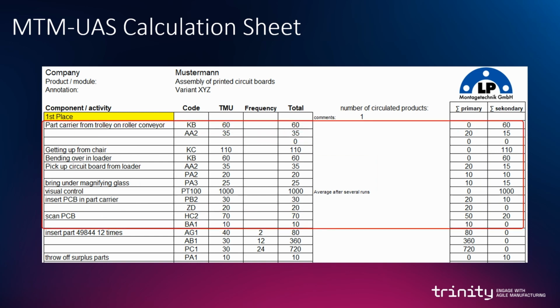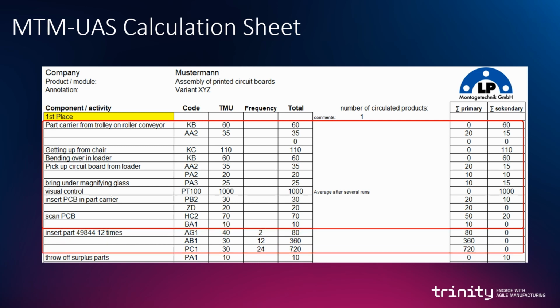In our exemplary use case, MTM UAS calculation, we started with the first steps: fetching a part carrier from a trolley, bringing it to the roller conveyor, picking up a circuit board including a visual control by using a magnifying glass, placing it on the part carrier and scanning the PCB.